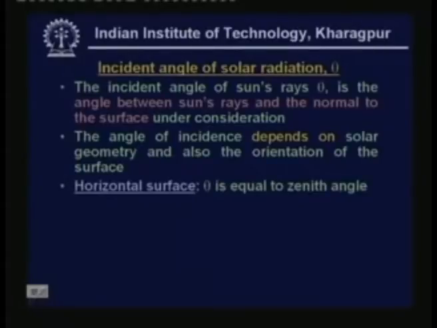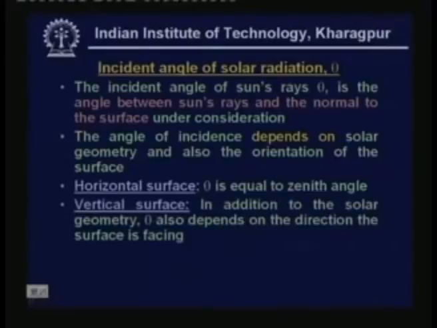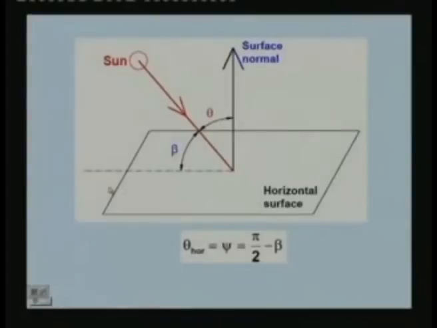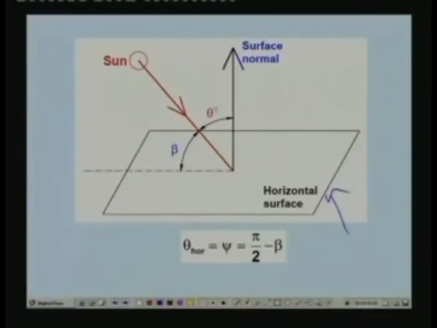For example, let us look at a horizontal surface, theta is equal to zenith angle. This can be shown very easily if you look at this figure. So, this is your horizontal surface, and by definition theta is your angle of incidence, which as I said is defined as the angle between the sun's rays and the surface normal. Since this is a horizontal surface, this is a surface normal, and this is your angle of incidence, and it so happens that the angle of incidence for a horizontal surface is also equal to your zenith angle.